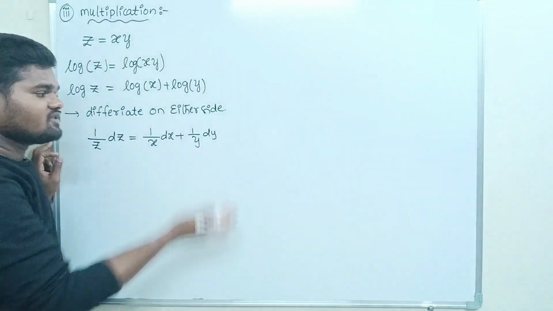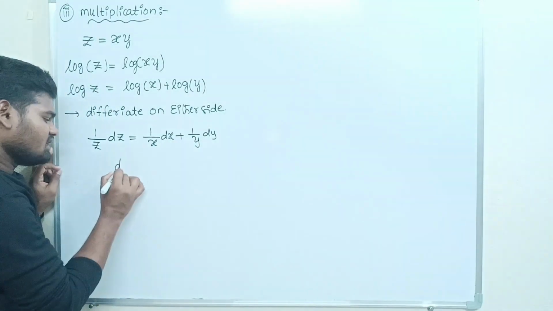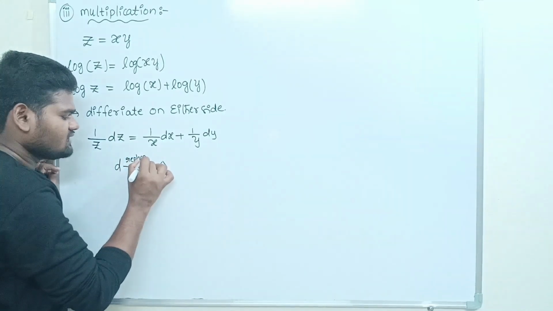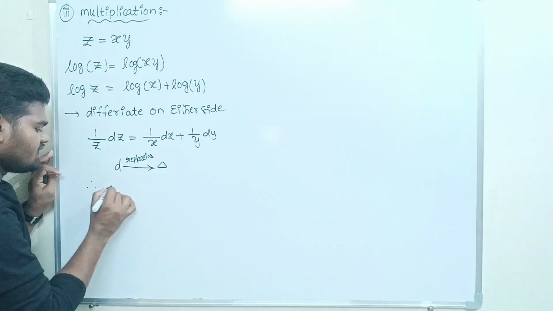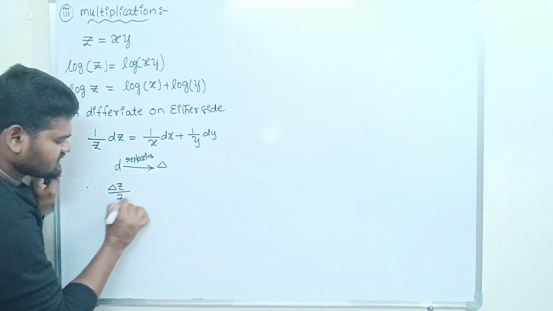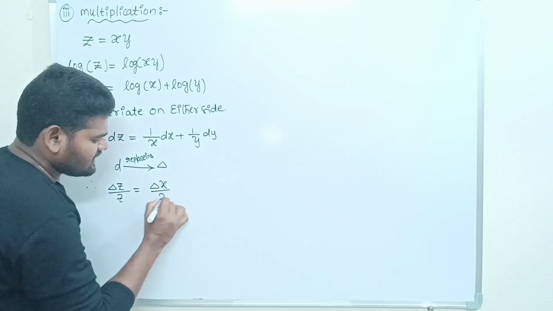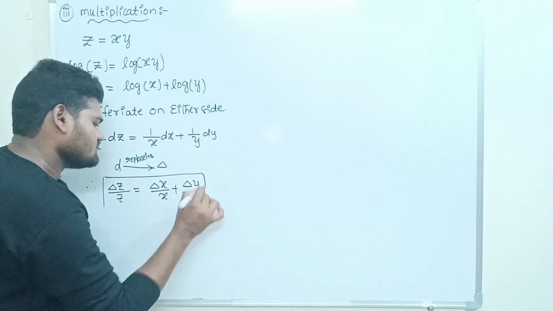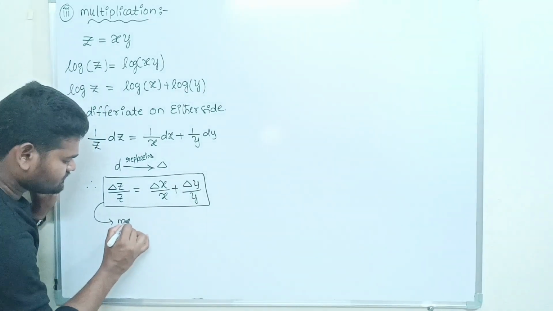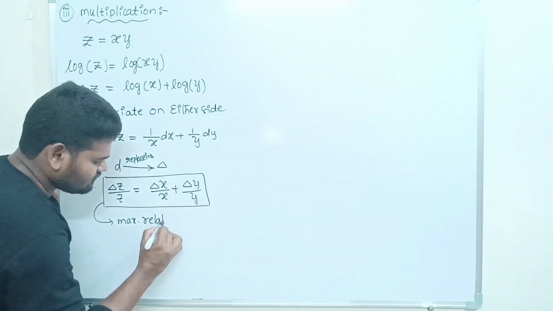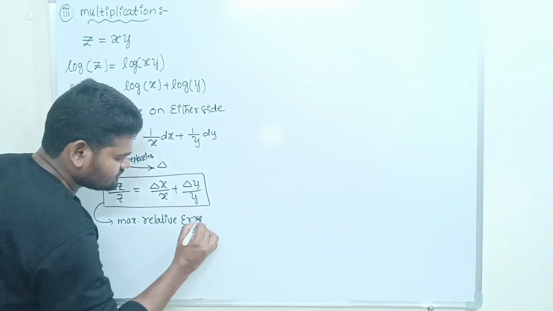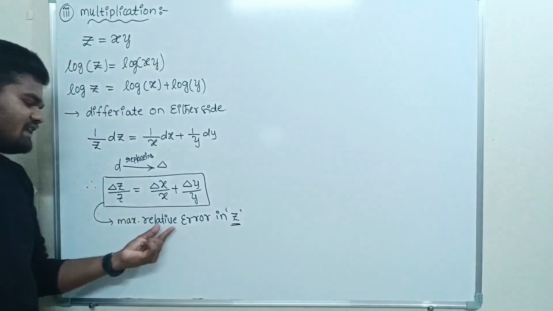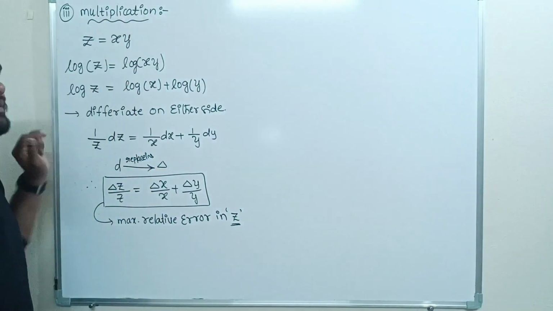Are you getting? d means differentiation; I am replacing d with delta. So therefore delta z by z is equal to delta x by x plus delta y by y. This is called the maximum relative error in z in case of multiplication.